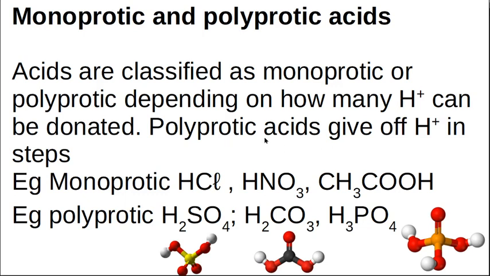Okay. And if you are a polyprotic acid, you lose your protons one by one in steps. So hydrochloric acid, nitric acid, and ethanoic acid, they've all, look here, only got one hydrogen that can be taken off.